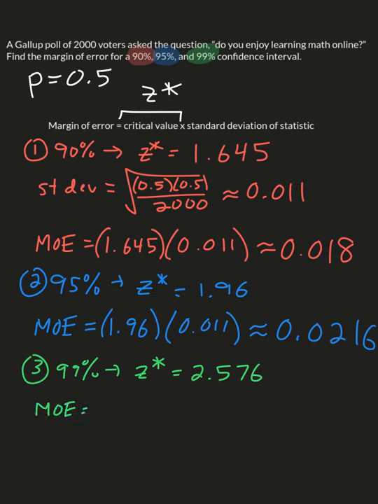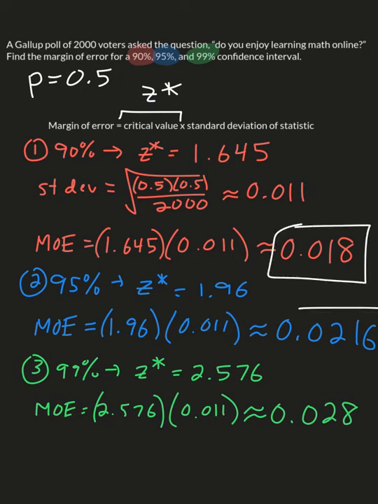So the margin of error in this case, we're going to use 2.576 as our z star. That's our critical value. And we're going to multiply that by the same standard deviation that we've been working with this whole time. And because we're so confident that we've captured the true population proportion, we have the largest margin of error so far. It's 0.028. So you can see how the margin of error increases as the confidence level increases.